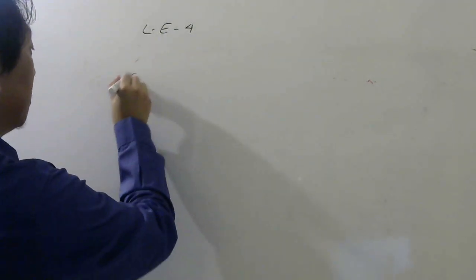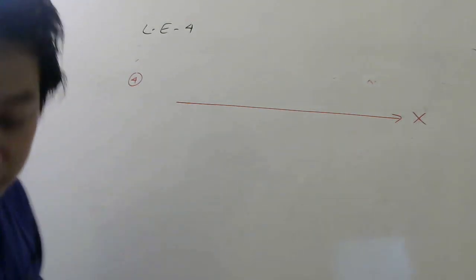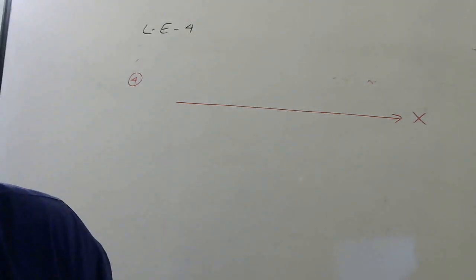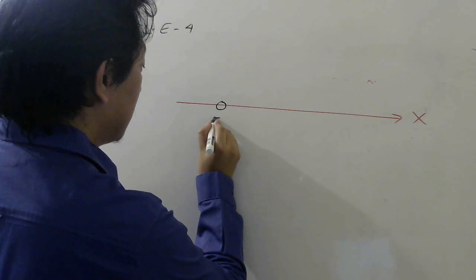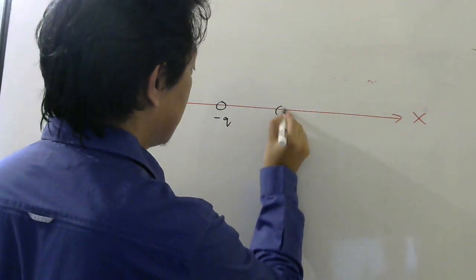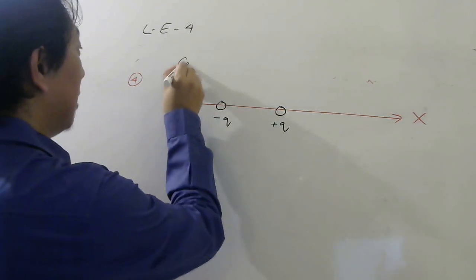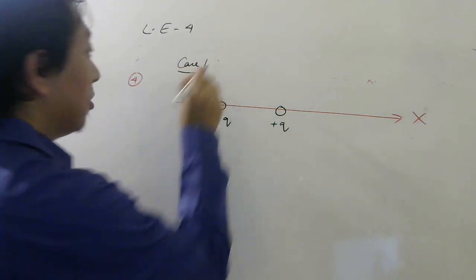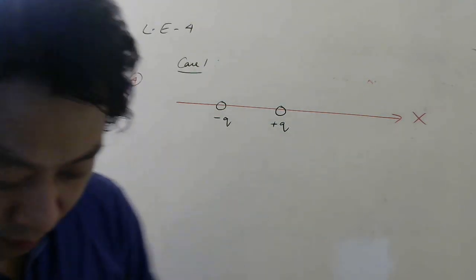So question number 4 says, this is your x-axis, let's say. They say dipole is kept along x-axis. Okay, so electric dipole is kept along x-axis. So two cases can be there. Minus q is here, plus q is here, or it could be plus q here, minus q here. So let me do this case. Other one you have to try. Okay, so let me keep it this way.